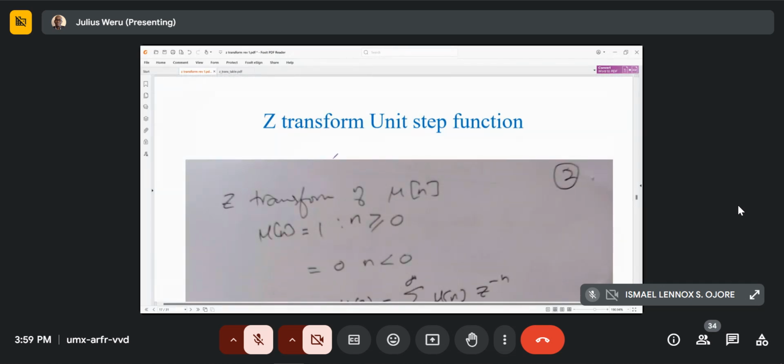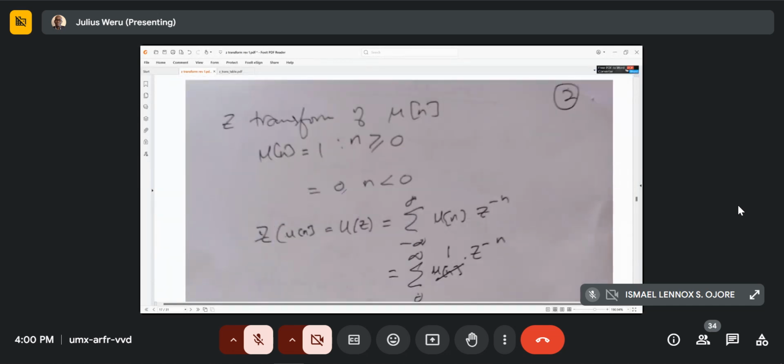This is another transform: the unit step function. The unit step function u of n is equal to 1 for n greater than or equal to 0, and is 0 elsewhere. So you have to find the z transform of u of n.